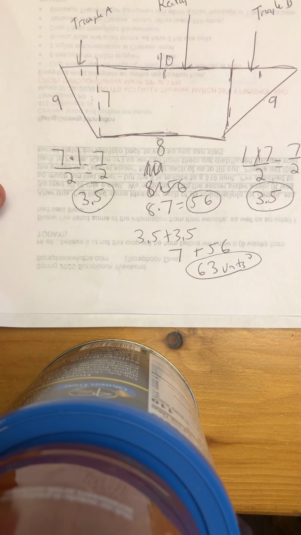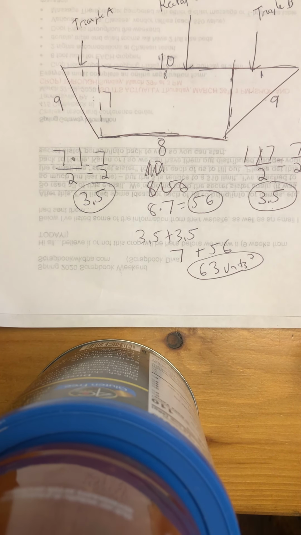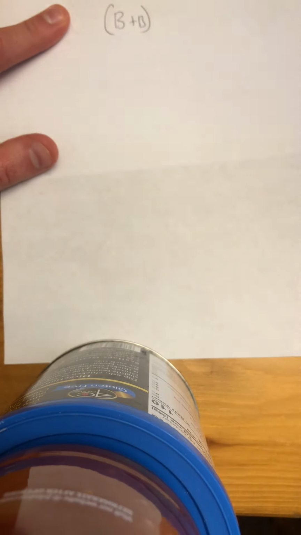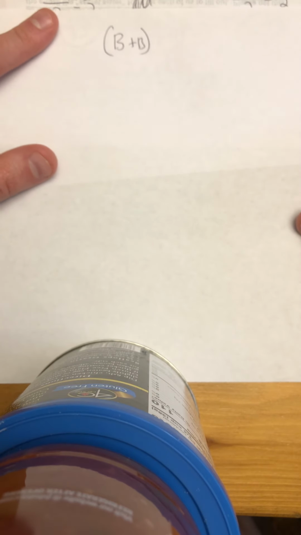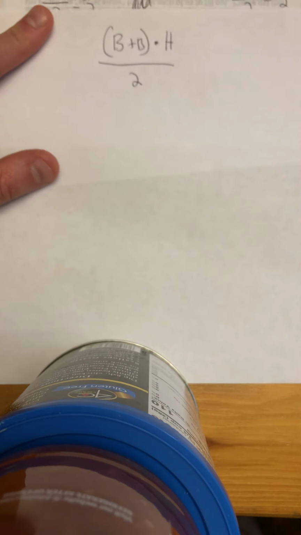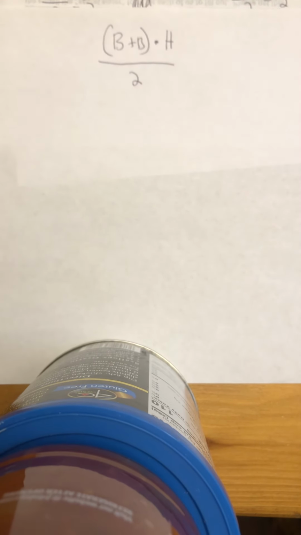Another way to do this is using the trapezoid formula, which is a new formula for us to look at today. And the area of a trapezoid formula should get us the same answer. The area of a trapezoid formula is this. Add the bases first. So add the two different bases first. Then multiply by the height, and then divide by 2. And this is the area of a trapezoid formula. So add the bases times the height, then divide by 2.